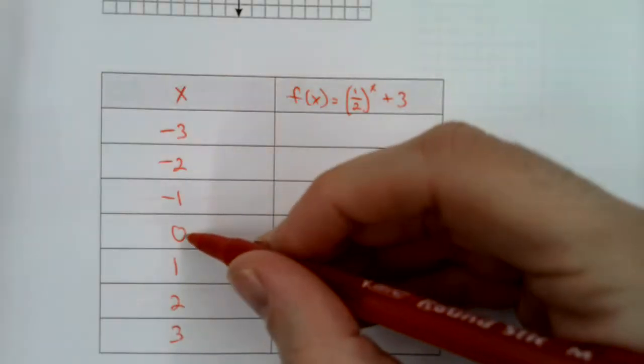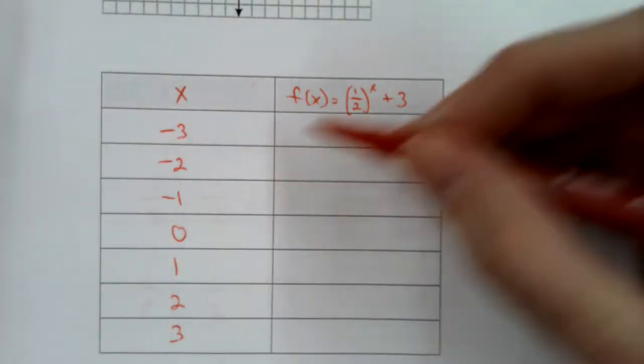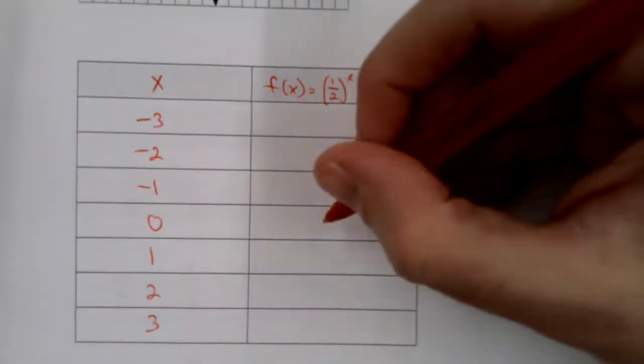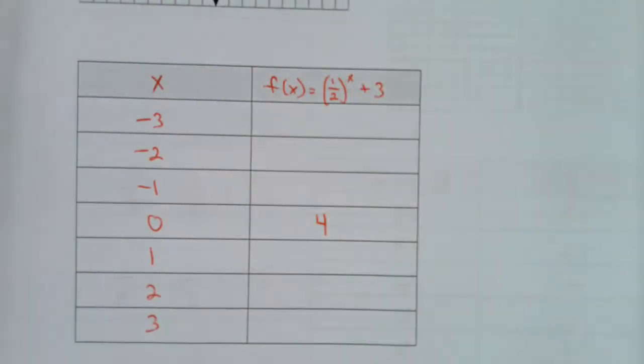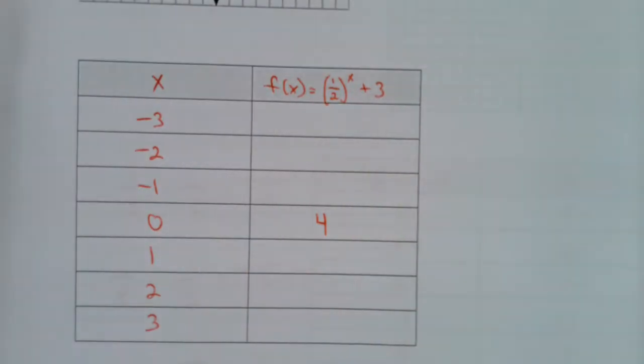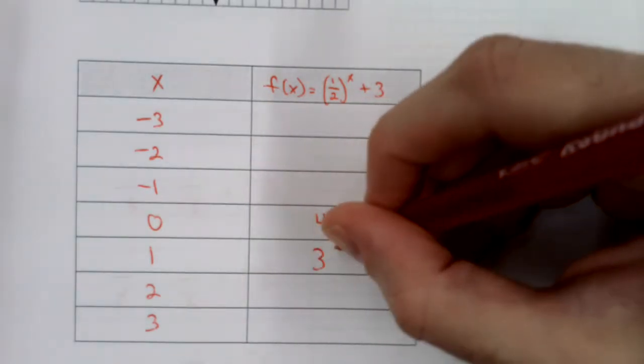Let's start with the easy one. When x is 0, 1/2 to the 0 power is 1. 1 plus 3 is 4. Anything to the 0 power is 1, and then 1 plus 3 is 4. When x is 1, we have 1/2 to the first power, which is 1/2, plus 3 is 3.5.